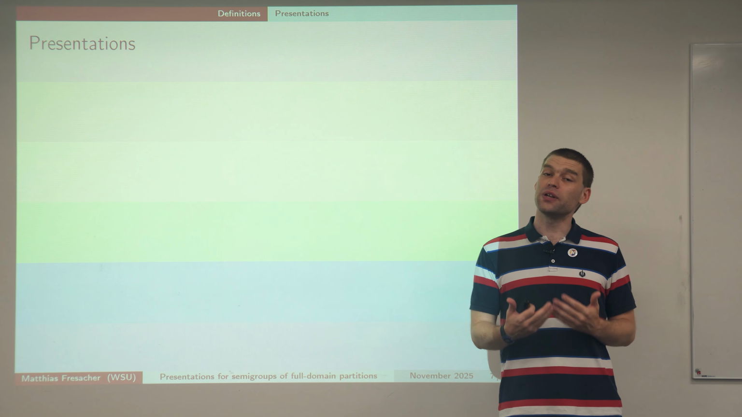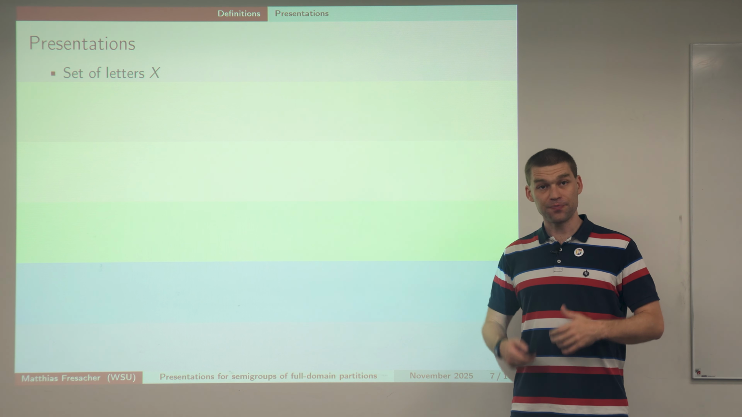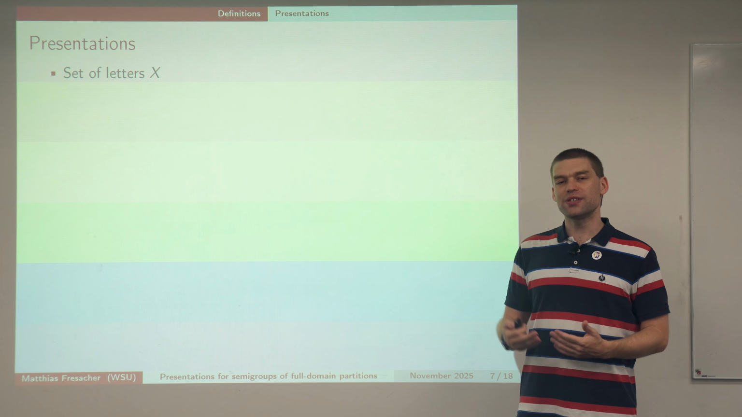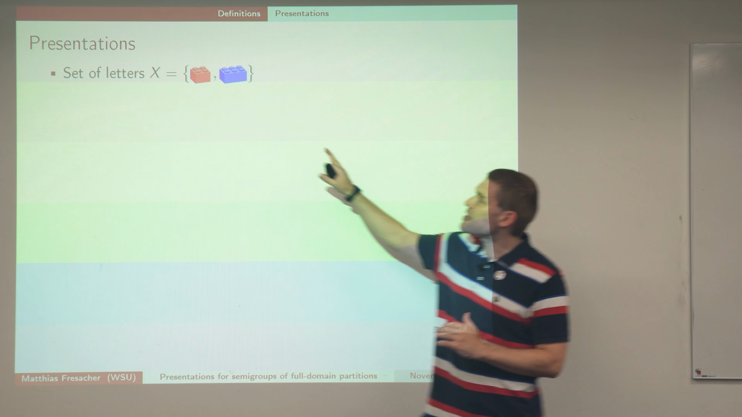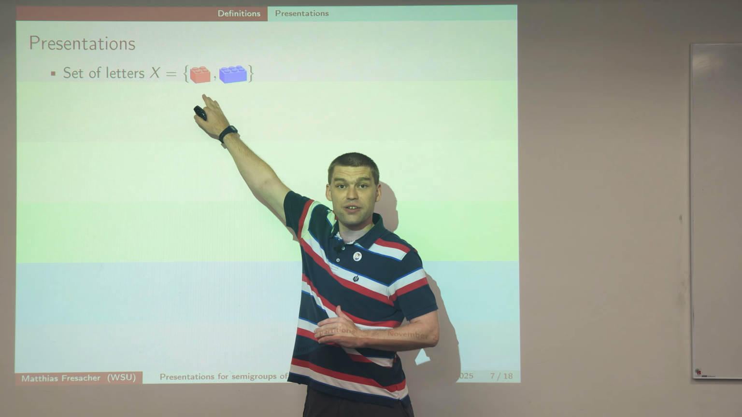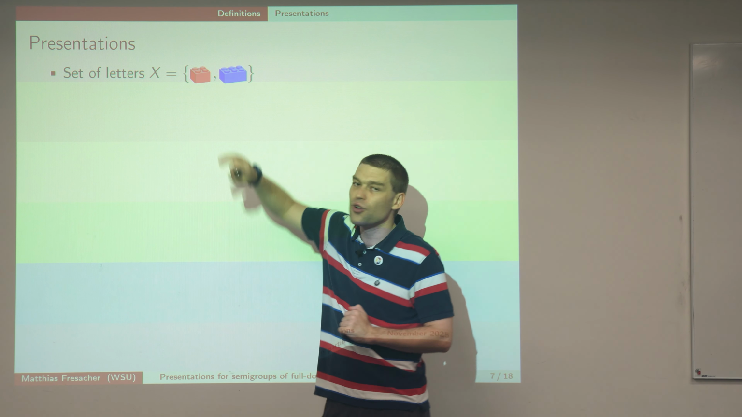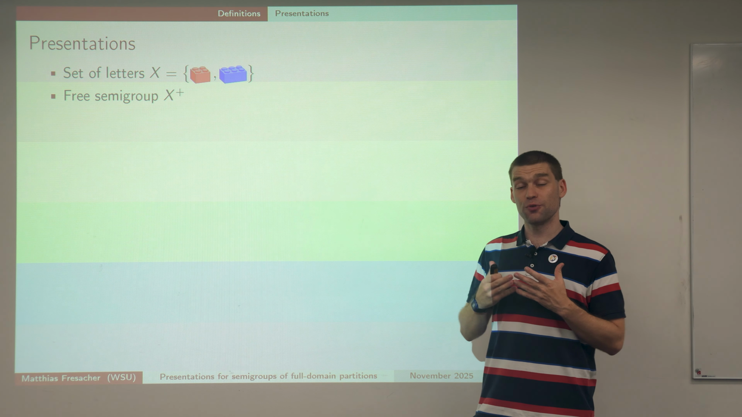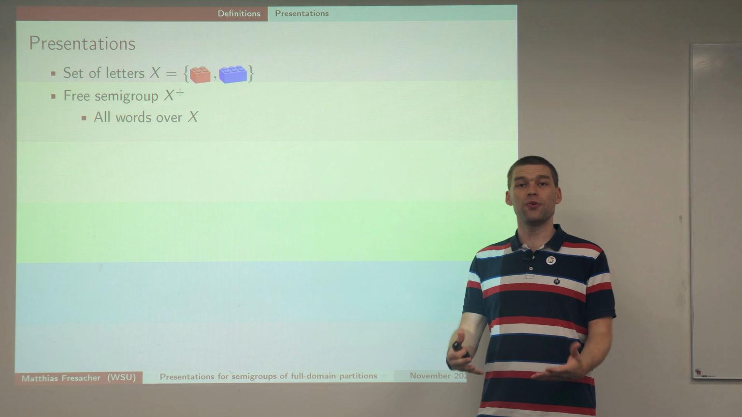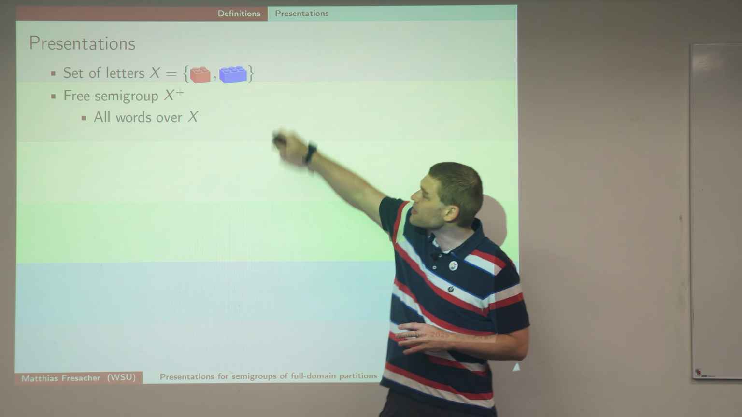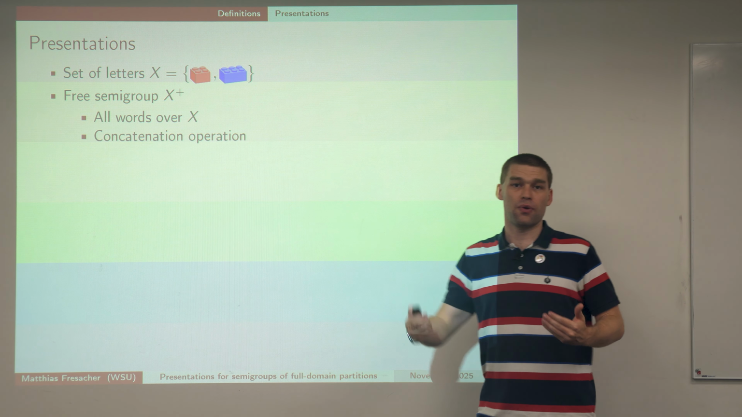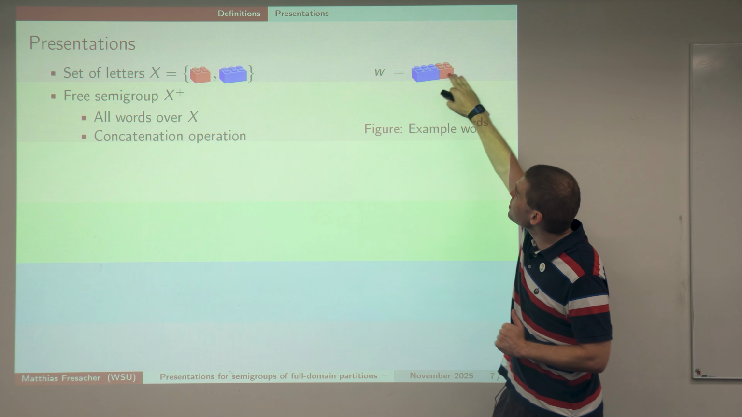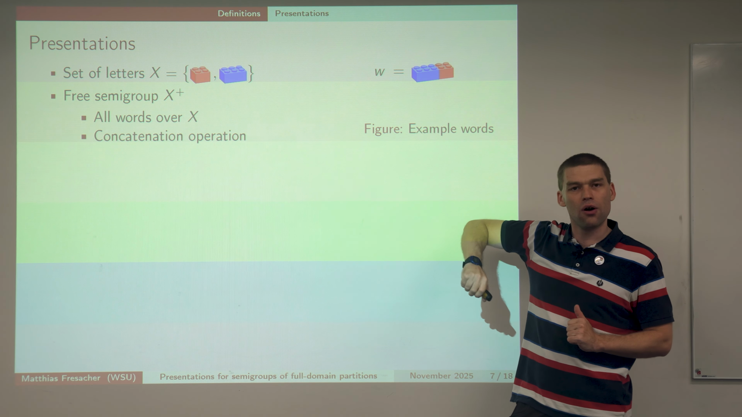So now let's formally define what we mean by a presentation. For that, we're going to take a set of letters, say X. For this, I'm going to have a running example where that set is two Lego bricks, a red 2x2 brick and a blue 3x2 brick. I then construct what's known as the free semigroup X+, which is basically all of the words over my set of letters X, where concatenation is the operation. In my Lego example, concatenation means I'm just going to join the bricks in one long row.